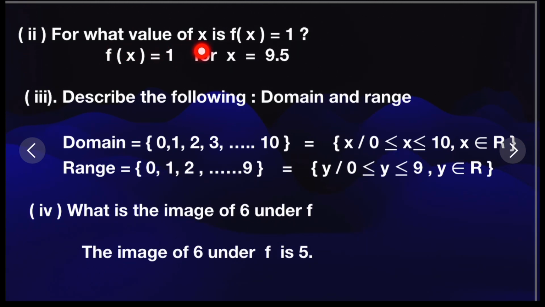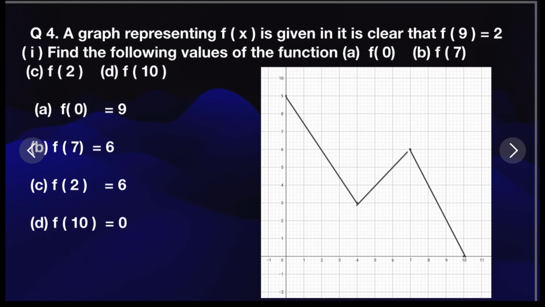For what value of x is f(x) 1? So again the same. For what value of x, f(x) is 1. So here is 1. F(x) they have given. So here is the point. If you draw a line, it will be 9.5.